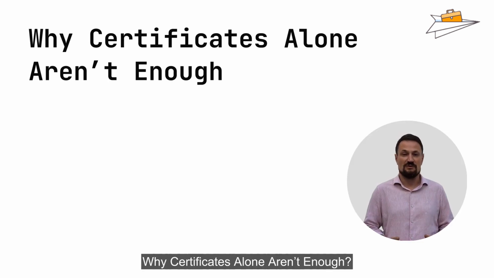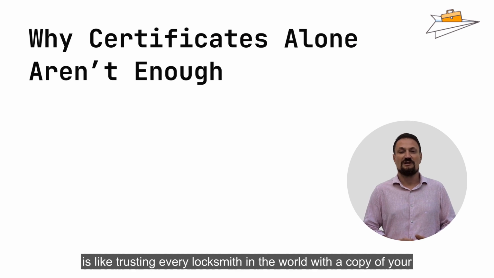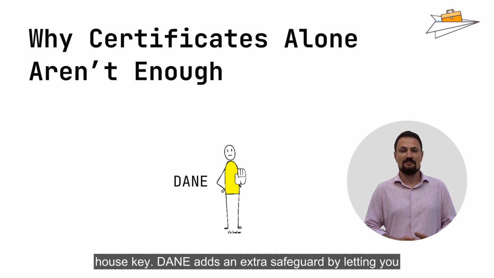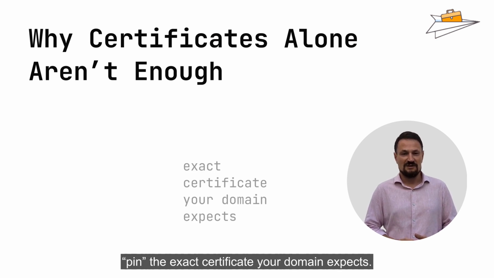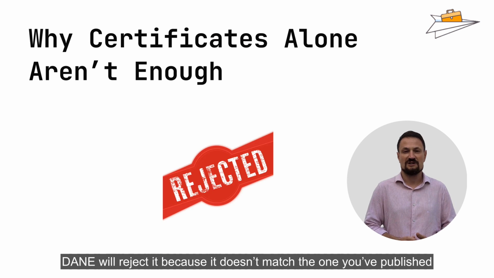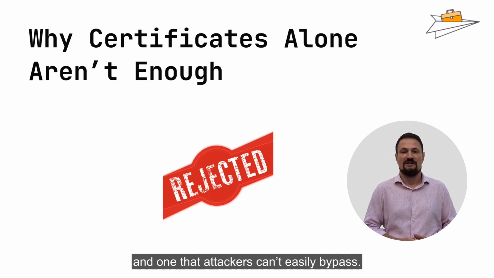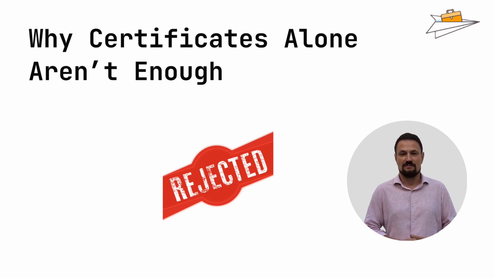Because DANE dramatically reduces the chances of your messages being intercepted or modified along the way. Why certificates alone aren't enough? Think of it this way. The traditional certificate authority model is like trusting every locksmith in the world with a copy of your house key. DANE adds an extra safeguard by letting you pin the exact certificate your domain expects. So even if a rogue CA issues another certificate in your name, DANE will reject it because it doesn't match the one you've published in DNS. It's one more layer of trust, and one that attackers can't easily bypass.